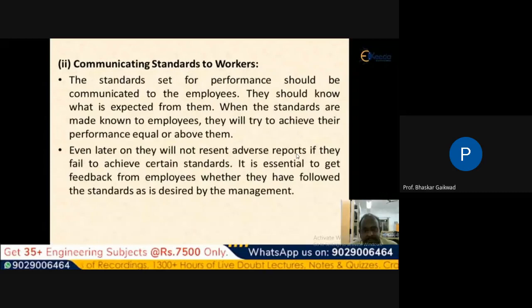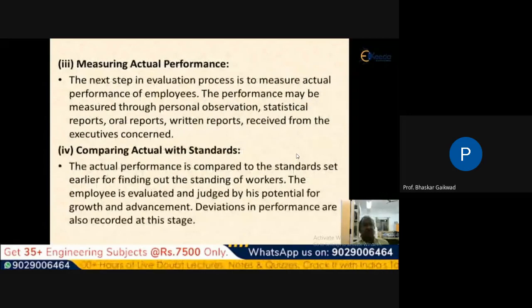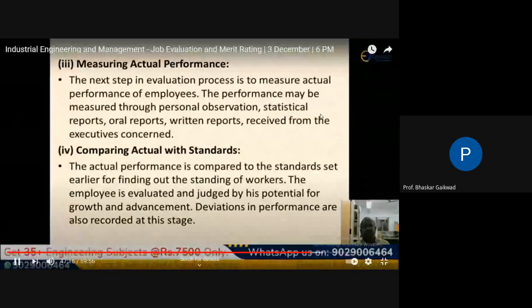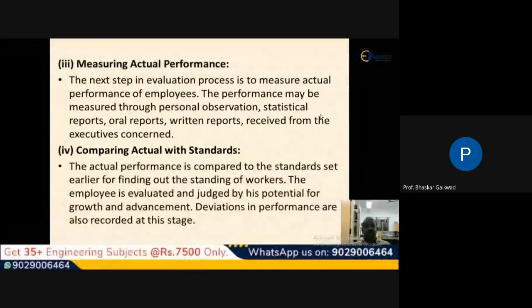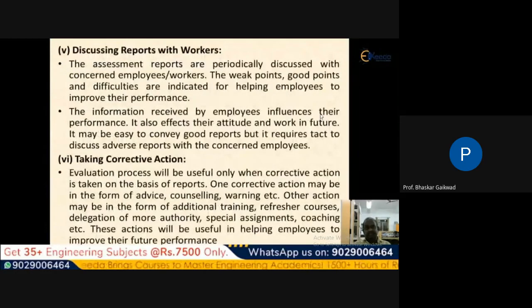Then go for the actual performance. Now I have the standard, so go and measure the actual performance. It can be taken by reports, personal observation, graphs and charts, oral reports, whatever it may be. You measure the actual performance, then compare it with the standards. What is the original standard I have given you and how much has the person achieved? These deviations are recorded. Now, is there any possibility of improvement?